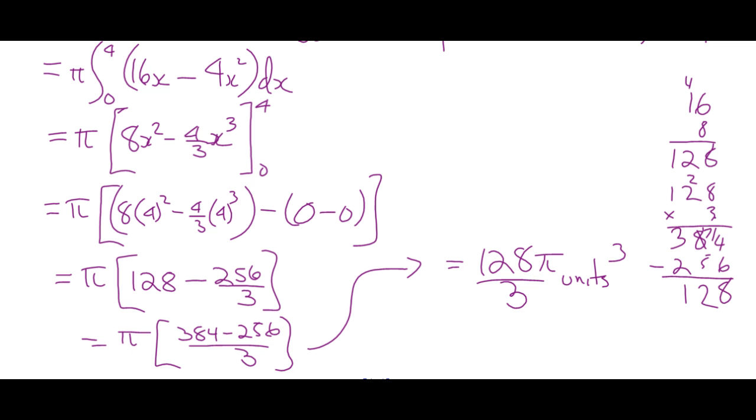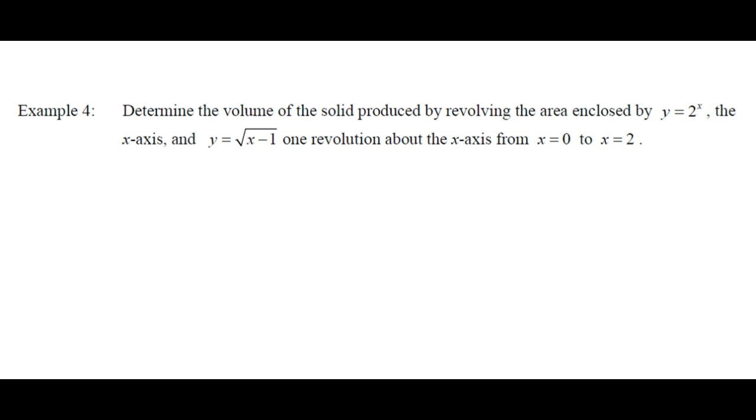I turned 8 times 16 into 2 times 64. And then I just had 2 times 64 minus 4/3 of 64. Oh, right, because the 256 is also a power of 64. Okay. Anyways, however you like to do your arithmetic, you may do it and get 128 over 3 pi cubic units.